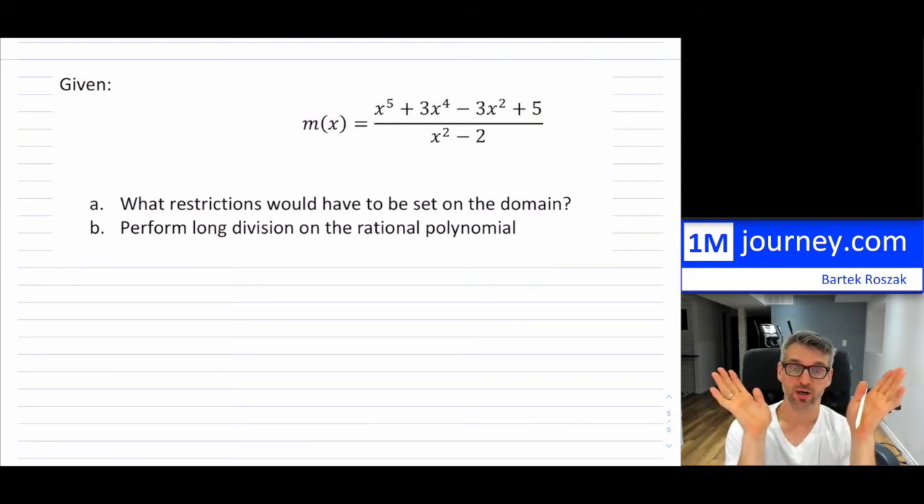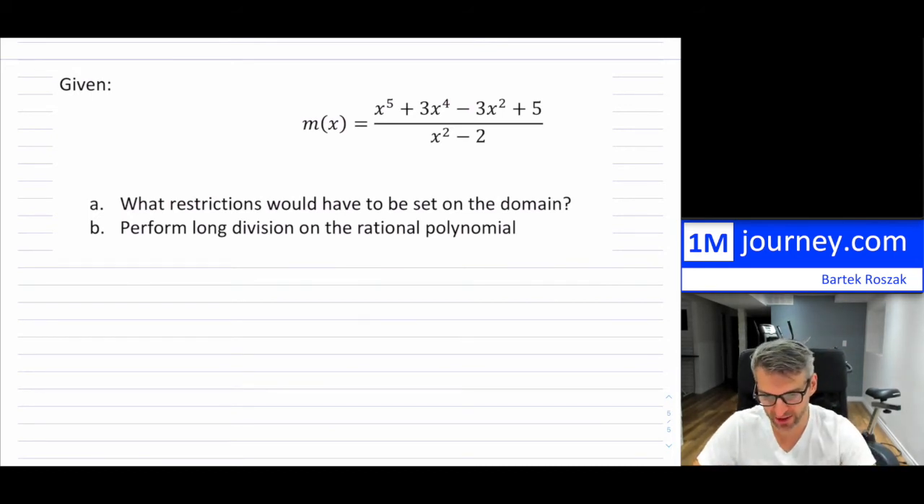Okay, well, for a rational, we do have to have restrictions because we do not want the function to be 0 over 0 or a number over 0. We don't want to have indeterminate or undefined results. So we have to restrict our denominator. So this thing we have to restrict.